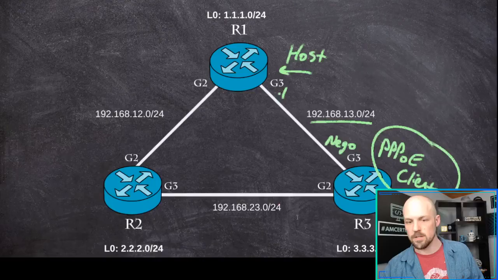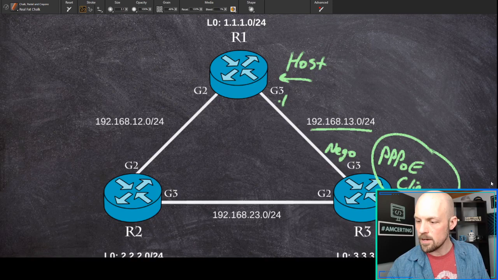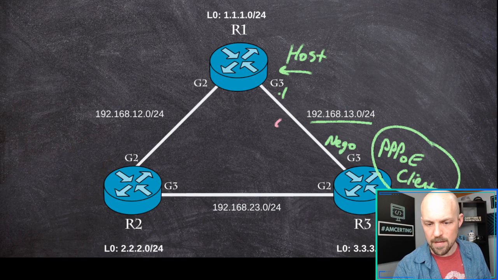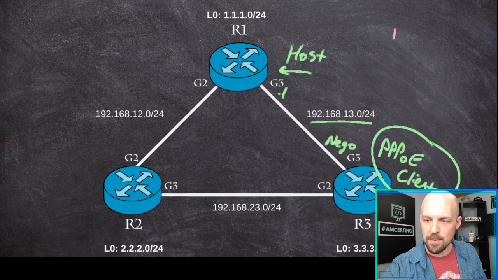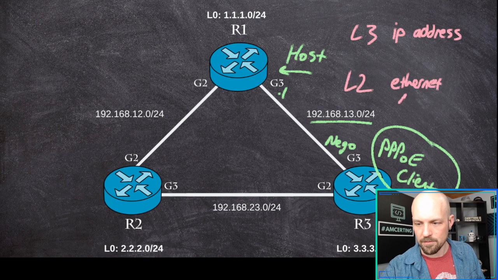So let's come back to our drawing here and pick a different color. What's effectively happening now is we've got Ethernet running. Now let me draw it up here. We have our IP address, layer 3, happening. So our IP address at layer 3. And then at layer 2, we have Ethernet. So this would be where our MAC address lives. That's all still happening just fine.